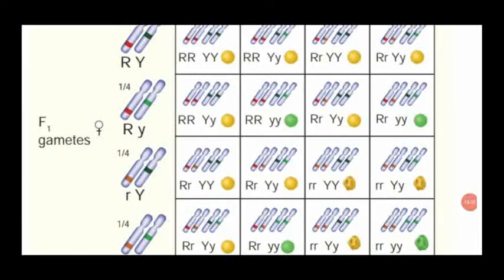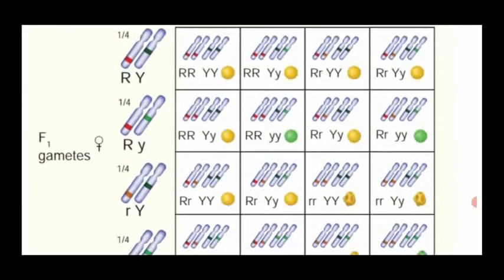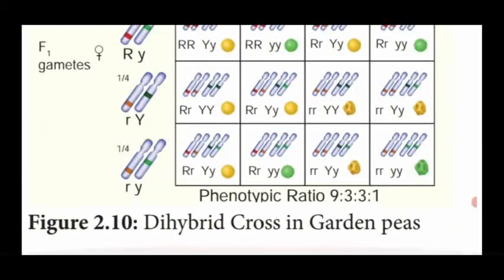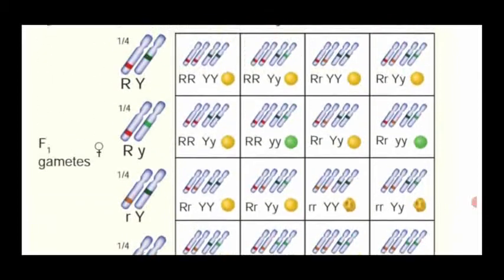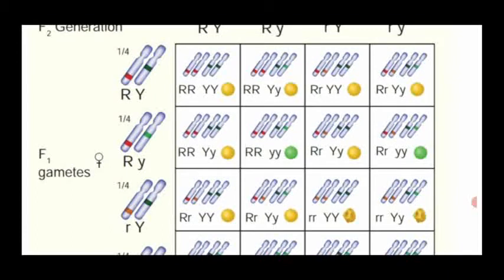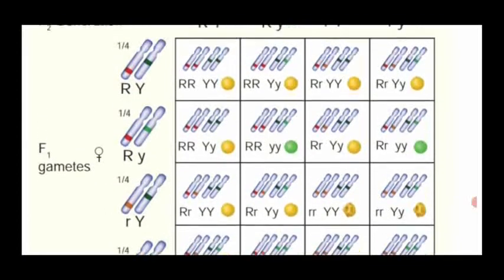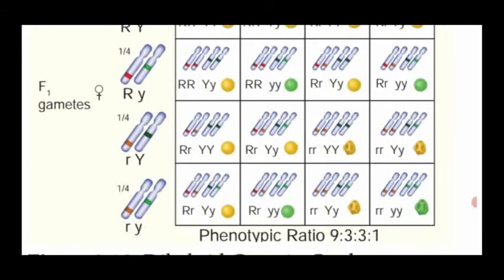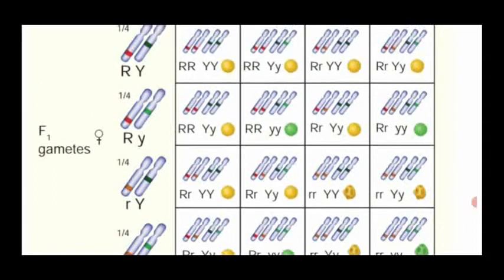Dear students, see the box lines. This is said to be the checkerboard method or Forkline method. Here all the genotypic and phenotypic ratios are measured. So this is said to be the checkerboard method or Forkline method.